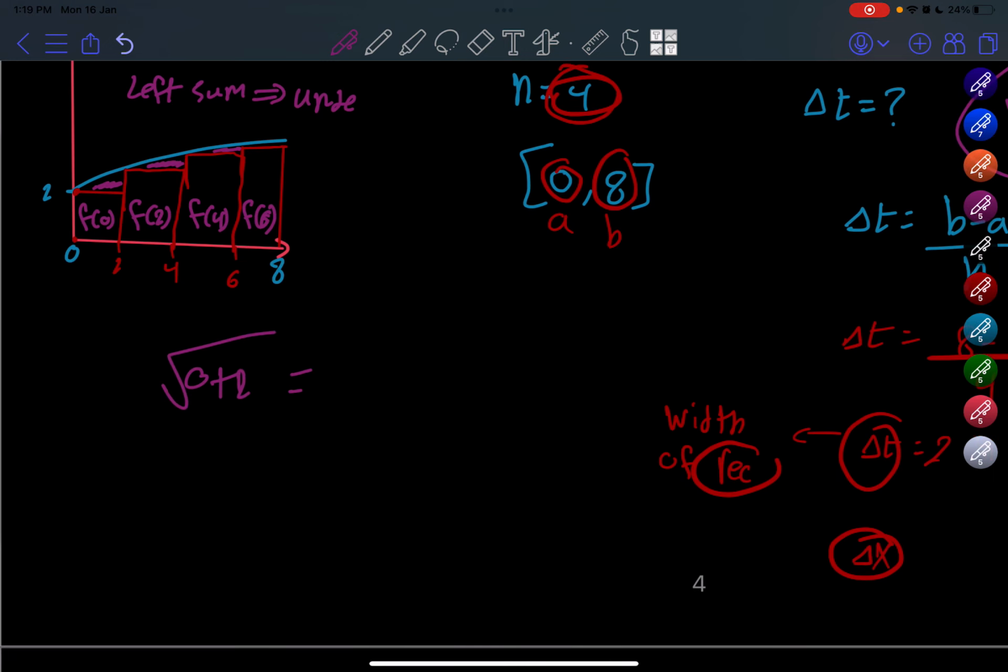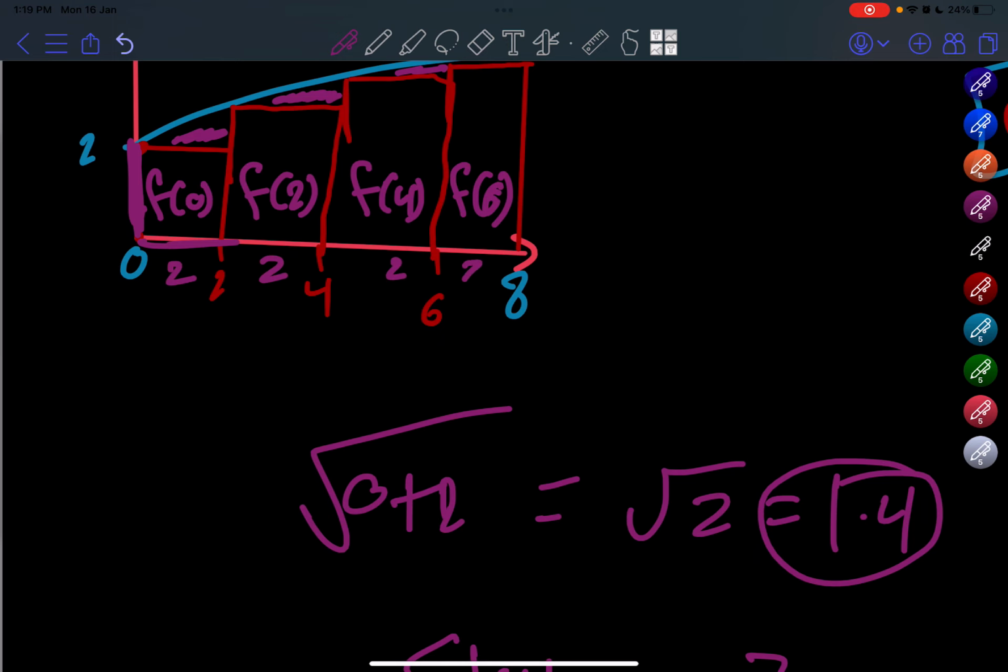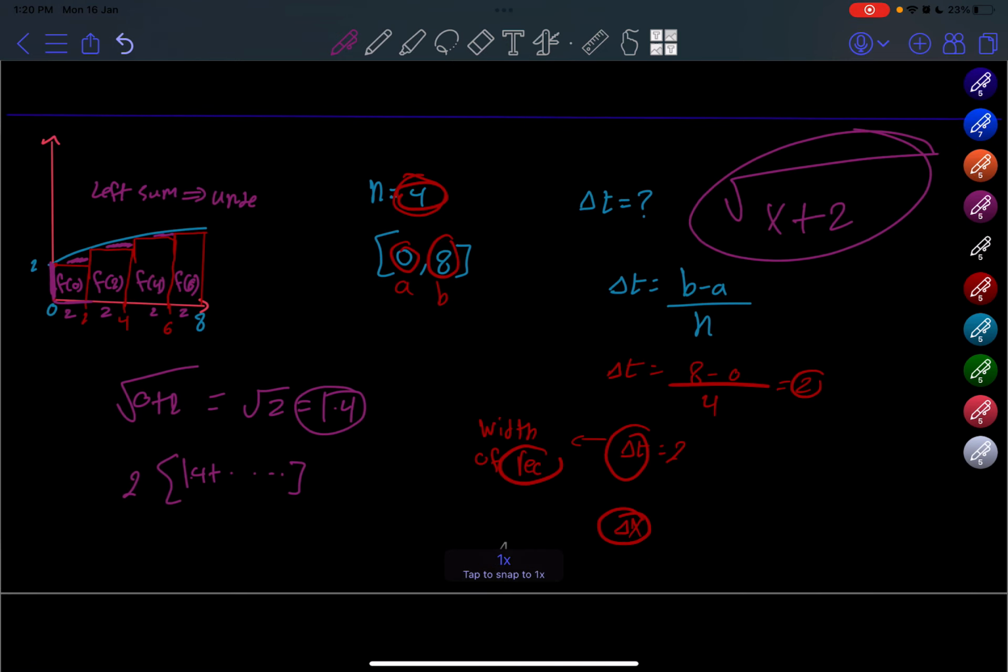and then we will multiply them all by what? By the width, which is 2. Because remember, this is how tall the length is, f of 0 and f of 2, and the width is, as we said, 2, 2, 2, 2. That being said, now let's rewrite the whole thing again.